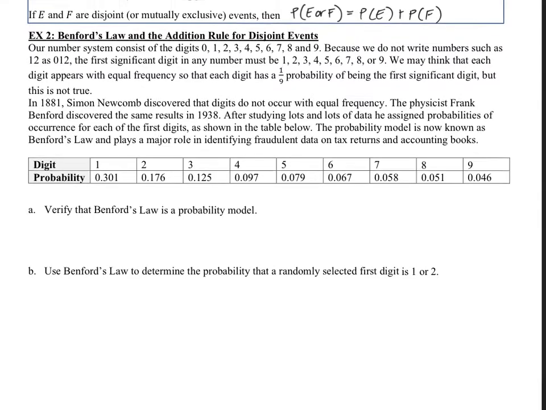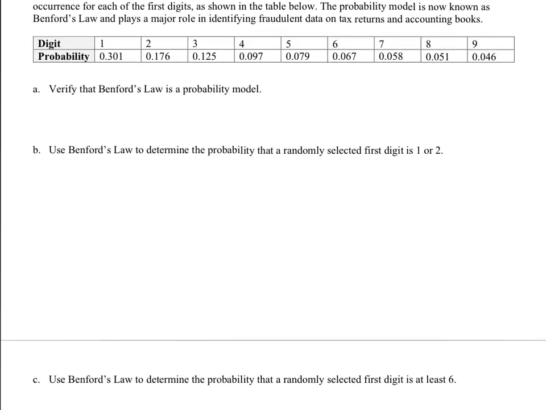Let's take a look at our data here. Verify that Benford's law is a probability model. What were the rules again? Each of the probabilities had to be between 0 and 1. Let's check. Yes, they're all between 0 and 1. That's good. What was the other thing we had to check? Oh yeah, if we add them all up, they should come out to equal 1. So let's check that. Add up all those probabilities.